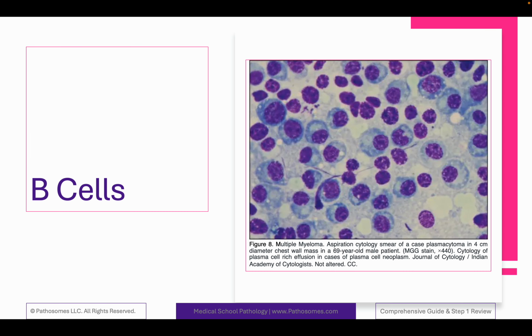Wow, B cells. Look at this image to the right. If you know what type of cells those are, I'm very proud of you. I'll give you a second to think. If you don't know off the top of your head, you can read in the figure description.